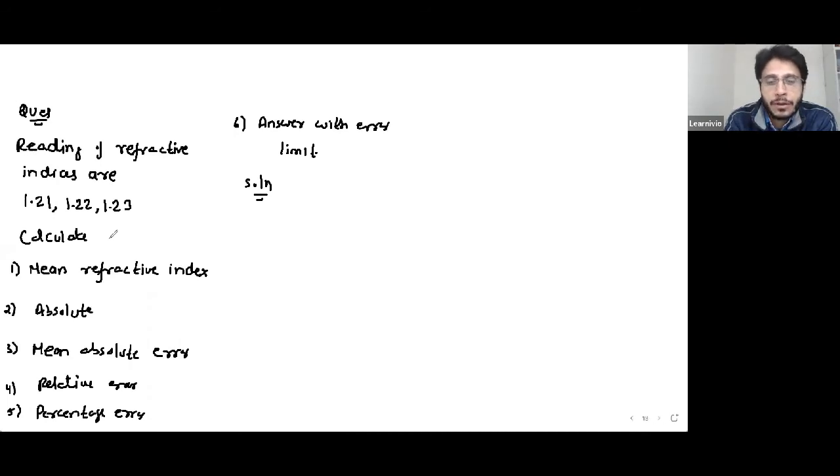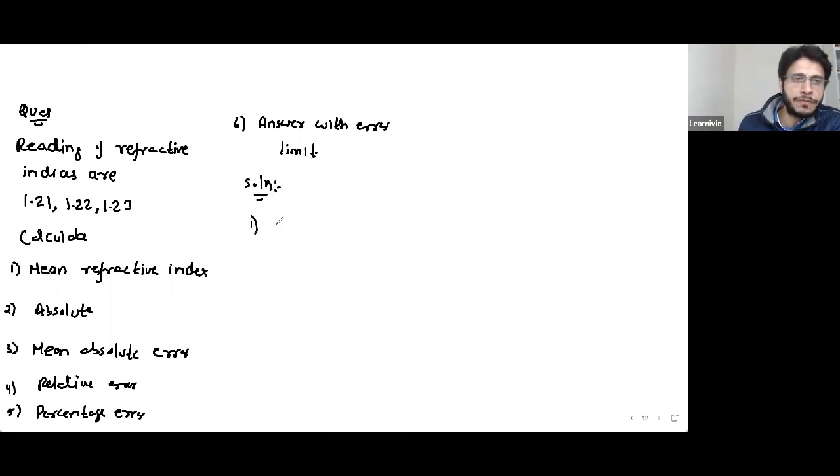But if in the question the rules of significant figures are not mentioned, it's not mentioned to solve all with regards to significant figure, then you do one thing, try to keep your calculations up to 2 decimal places. You can relax the rules of significant figure, but try to keep your calculations up to 2 or 3 decimal places. Try to keep it up to 3 decimal places.